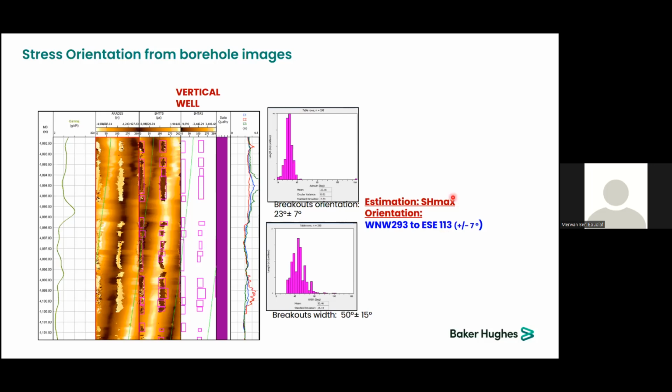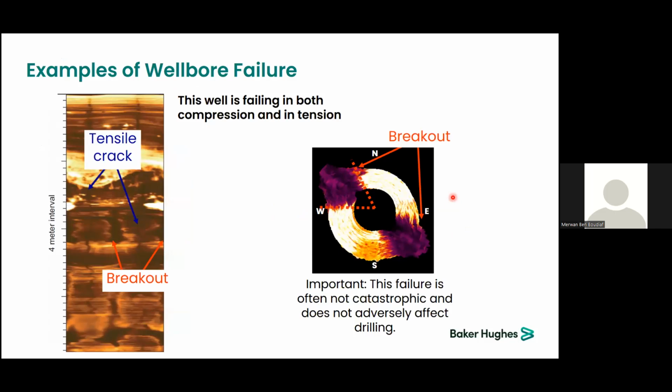Usually, the convention says that we present the orientation of SH max for all the wells, to be aligned with all conventions. Here, another example with the presence of breakouts and tensile cracks. Here you can see a cross-sectional area of an acoustic image log that is showing those breakouts, with a certain width here that can be calculated. And this width will be a parameter for the generation of SH max magnitude.